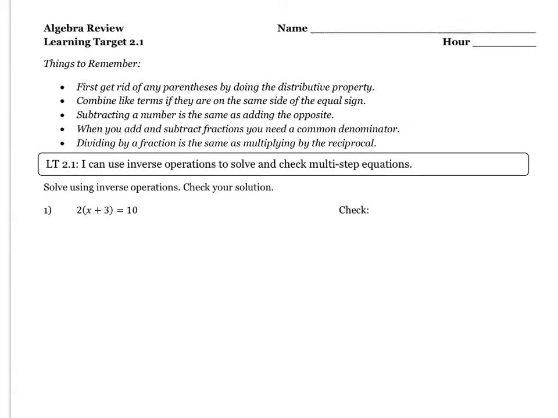Hello, this is a quick review of Learning Target 2.1. I can use inverse operations to solve and check multi-step equations.